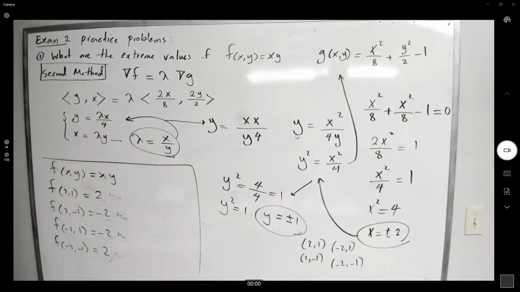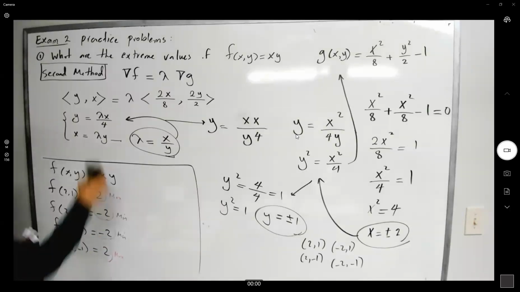Second question. The second question says, find the dimensions of the closed right circular cylinder.